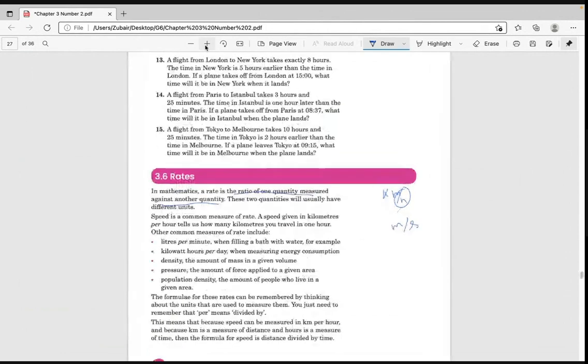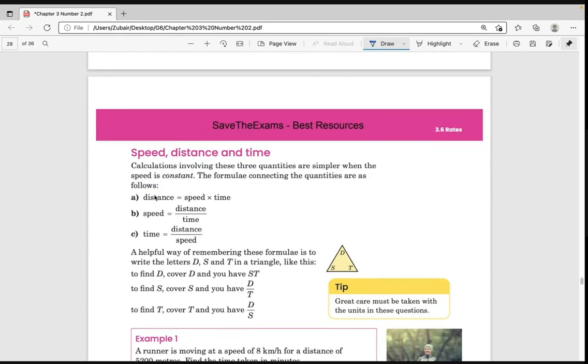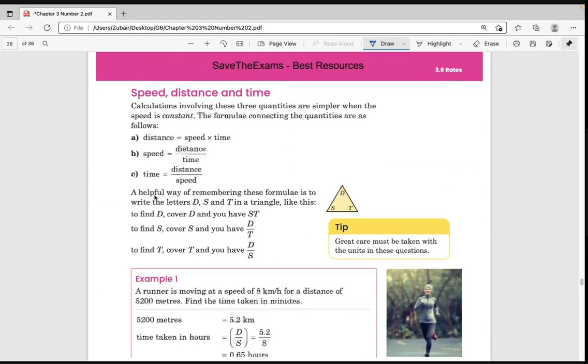Some common examples: liters per minute when filling a bath with water, kilowatt per hour per day, that's energy consumption, density is mass per unit volume, pressure is force per unit area, population density is number of people in that area. So that's a rate with respect to the second quantity.